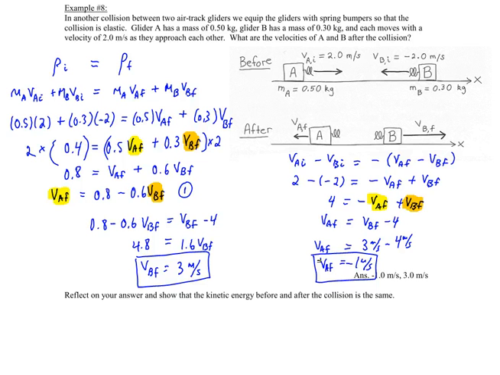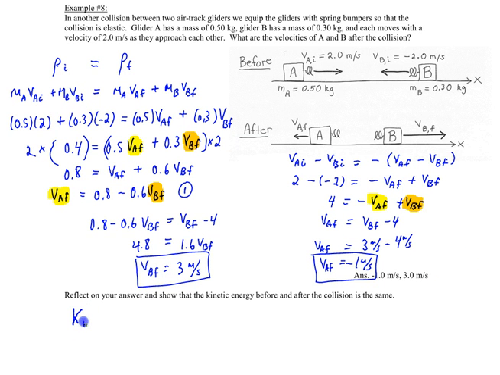Now let's take a look and show, maybe we're not really sure. We want to make sure that we did everything right. We want to show that this is an elastic collision. And to show that it's an elastic collision, what we want to do is show the total kinetic energy initially is equal to the total kinetic energy afterwards.